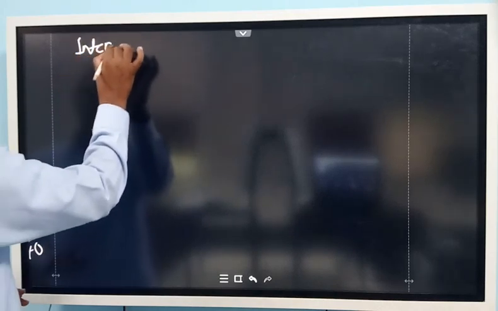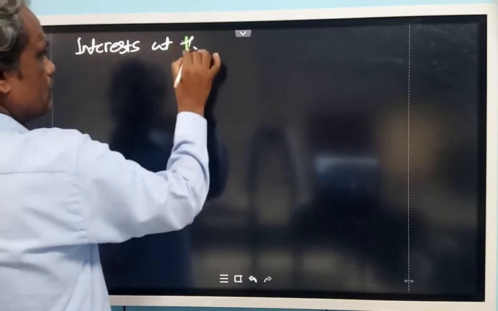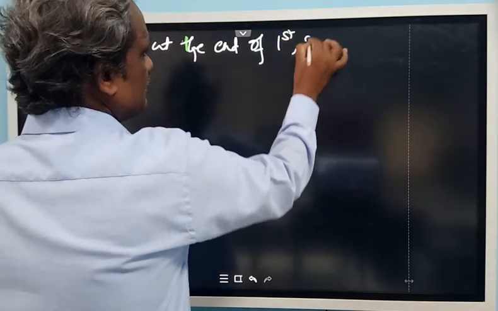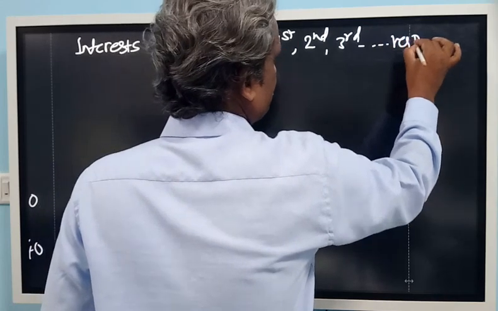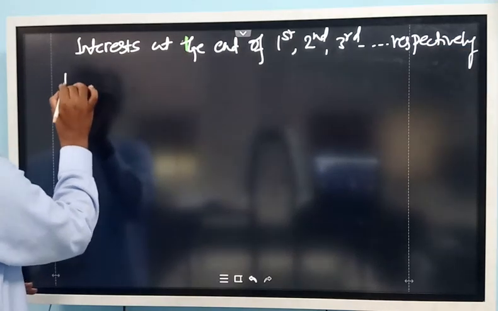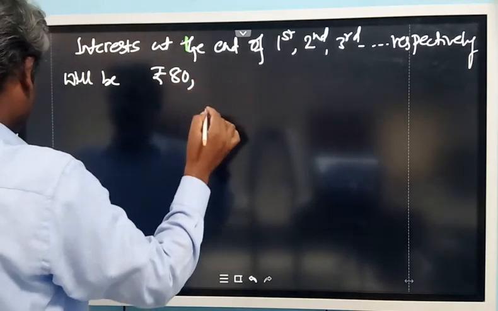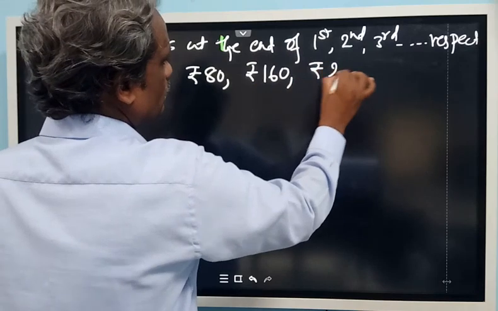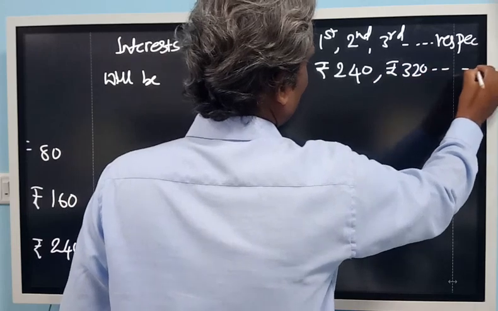Okay. Now the interest that I got, let us write here systematically. Interest at the end of first year, second year, third year respectively will be rupees 80, then rupees 160, rupees 240, then naturally rupees 320. It will come like this.